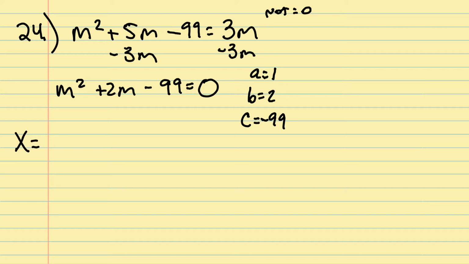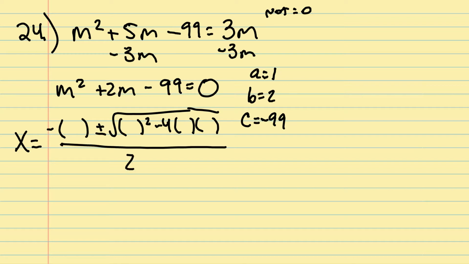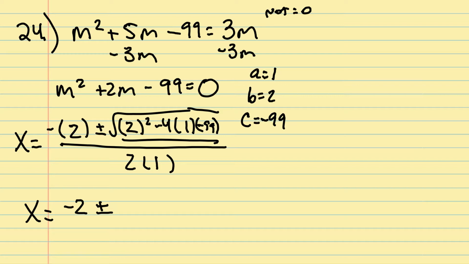Plug into my formula. X equals the opposite of b, so the opposite of empty parentheses, plus or minus the square root of b squared minus 4 times a times c all over 2a. So I get 2 for b, 1 for a, and negative 99 for c. I get x equals negative 2 plus or minus. When I plug that in, I get 4 plus 396. So I get the square root of 400 all over 2.